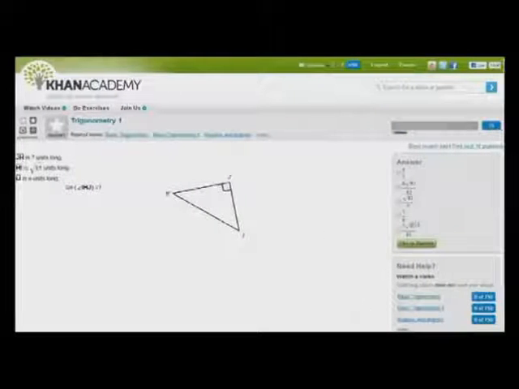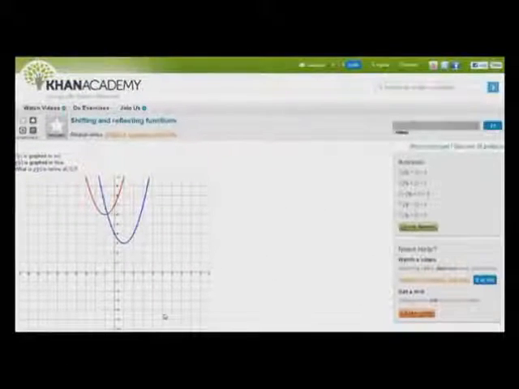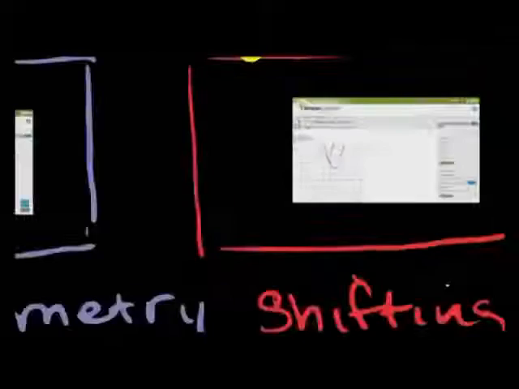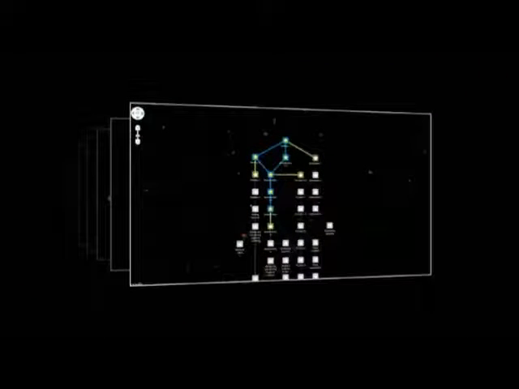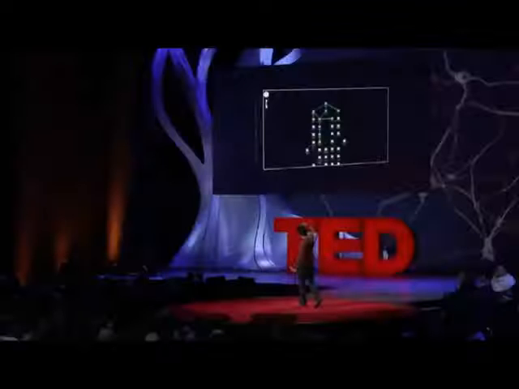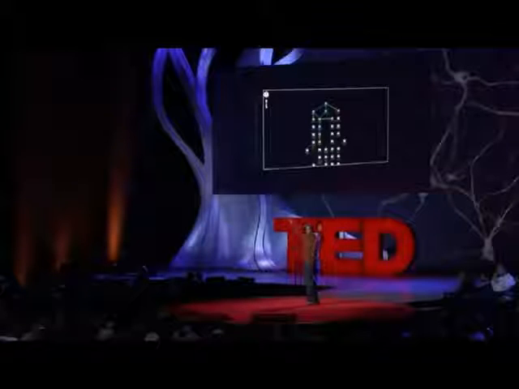This is just another one of the modules. This is trigonometry. This is shifting and reflecting functions. And they all fit together. We have about 90 of these right now, and you could go to the site right now. It's all free, not trying to sell anything. But the general idea is that they all fit into this knowledge map.